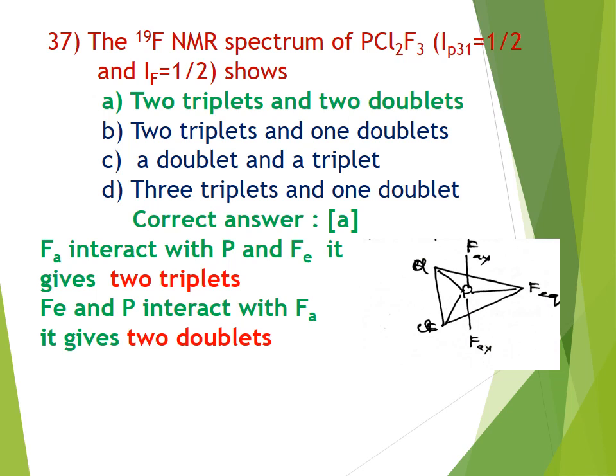In the first case, the axial fluorine interacts with the phosphorus. The neighboring fluorine atoms are 2, therefore it gives a triplet. Similarly, the 2 axial fluorines interact with the 1 equatorial, it gives 1 triplet, therefore you will get 2 triplets. Similarly, the phosphorus interacts with the 2 axial, for that you will get 1 doublet, and the equatorial fluorine interacts with the axial fluorine, you will get a doublet. For this compound you can expect 2 triplets and 2 doublets.